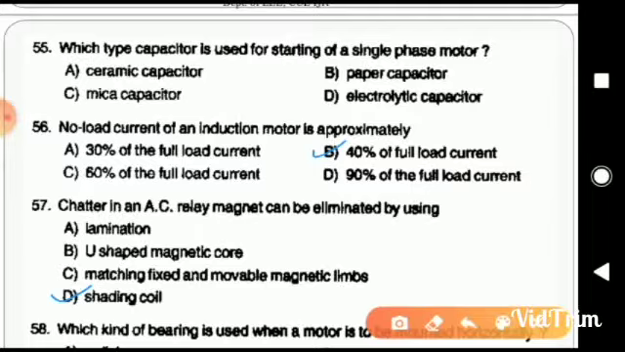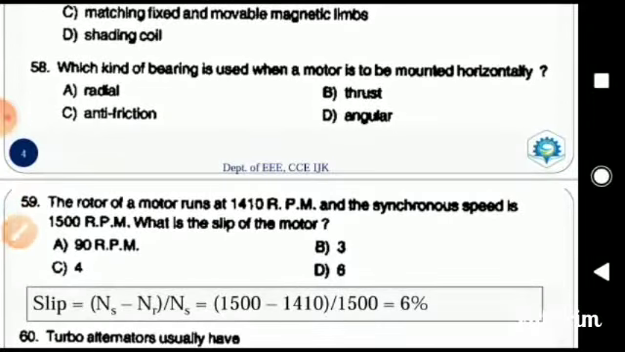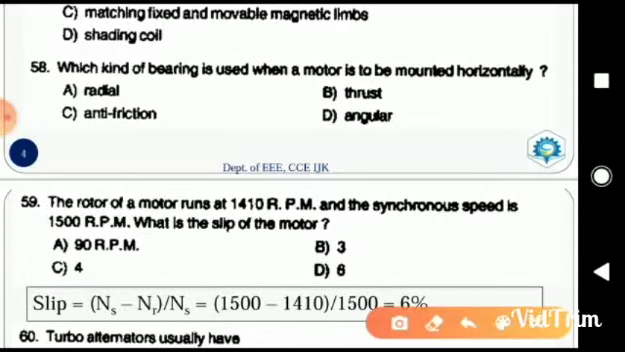Shading coils provide a phase shifted magnetic field to keep the contactor on when the main flux passes through zero, avoiding any unwanted chatter. Moving on to question number 58. Which kind of bearing is used when a motor is to be mounted horizontally? Option A is the correct answer. We use radial bearings.